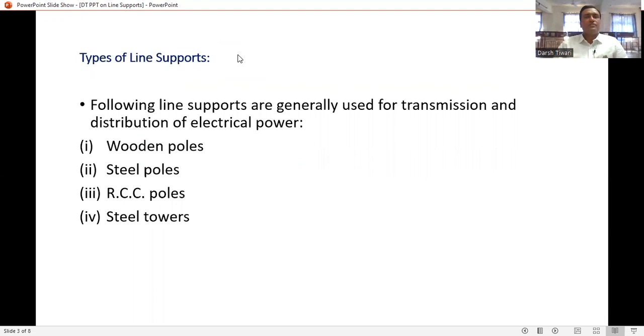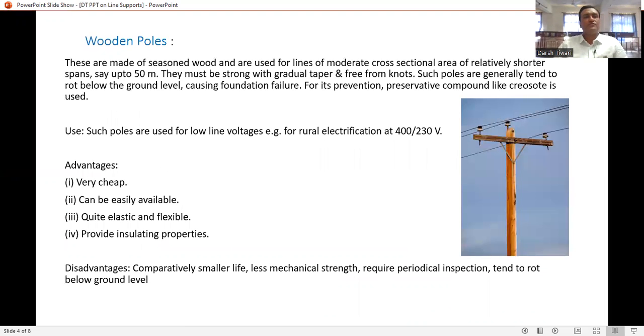Now we will see different types of line supports. The following line supports are generally used for transmission and distribution of electrical power. Some may be only for distribution purpose and some only for transmission purpose. So different types are wooden poles, steel poles, RCC poles and steel towers. First we will see what is a wooden pole.